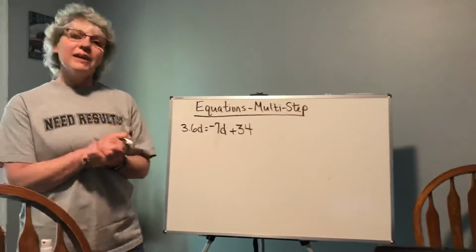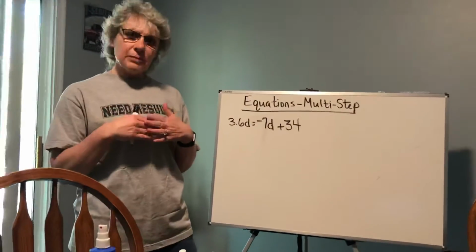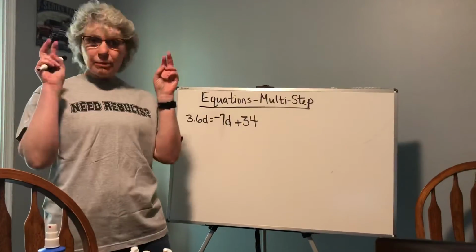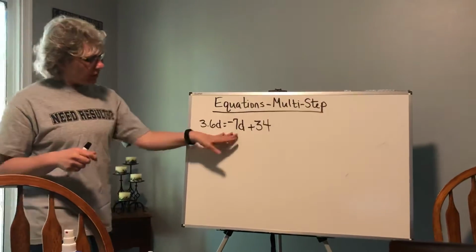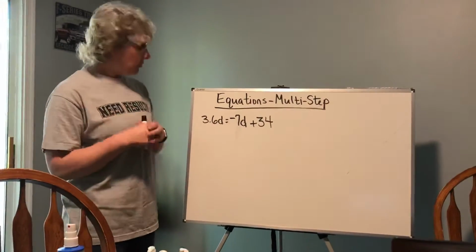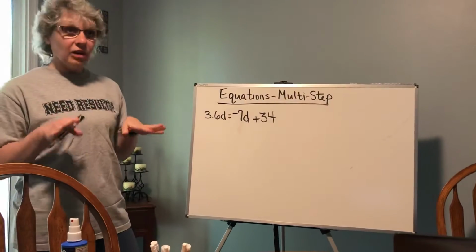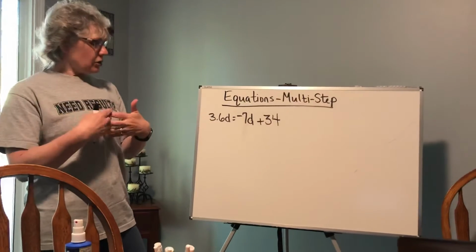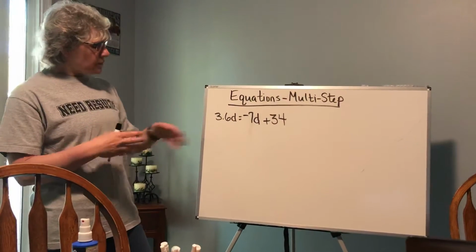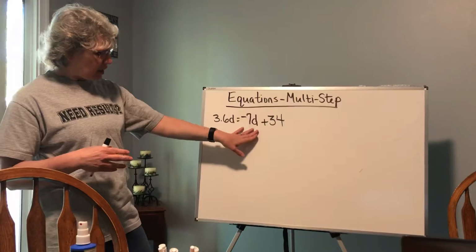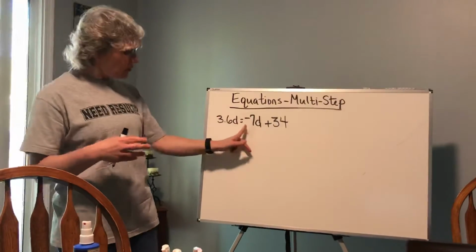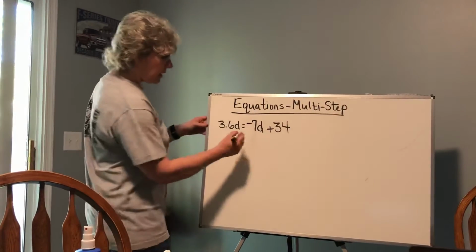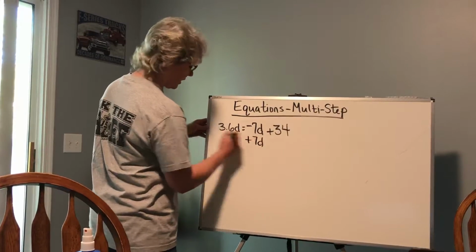Hey, it's Mrs. Cedarholm again, and today I'm going to do a couple of multi-step problems that don't fall into what we would consider typical, okay? In this one, you'll notice we have the variable d on both sides of our equation. So what I want to do whenever possible is combine my like terms. To combine my like terms, I'm going to move this negative 7d, I want to get this over here. And whenever I cross that equal sign, I need to make sure I'm using that inverse operation. So I'm going to start by adding 7d to both sides.